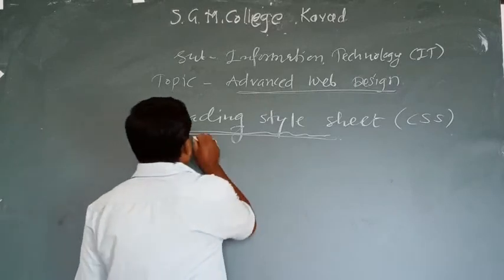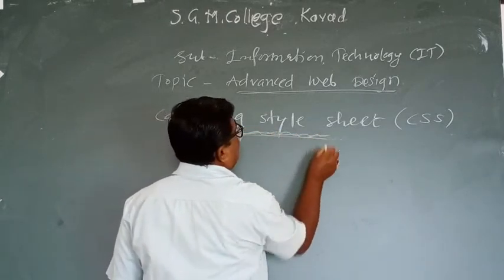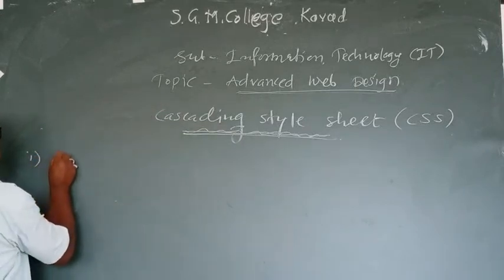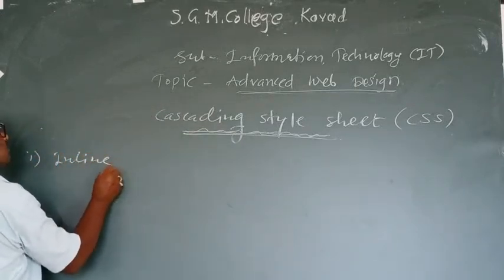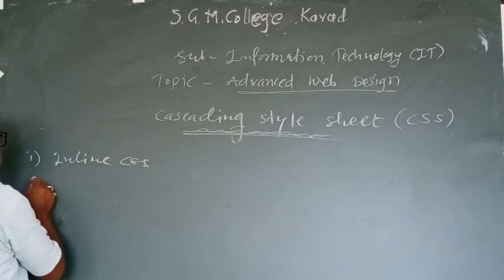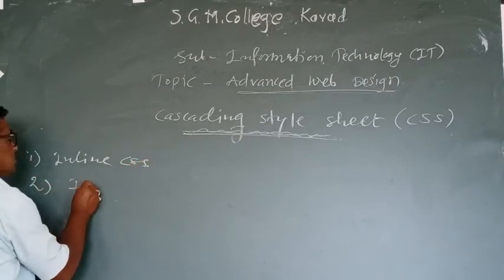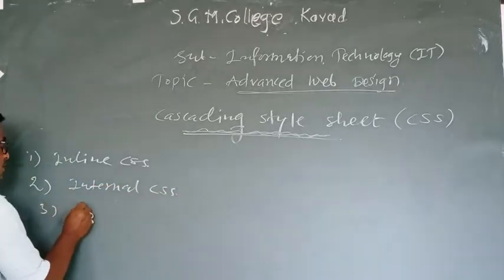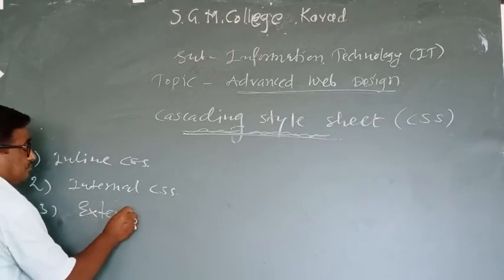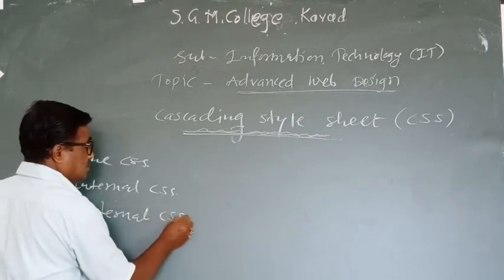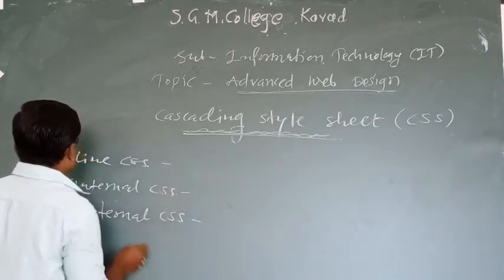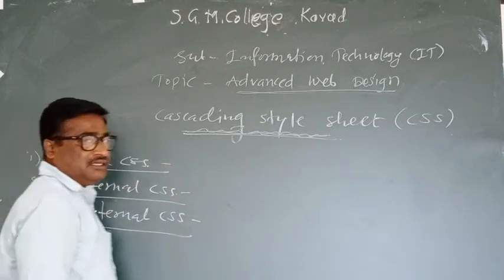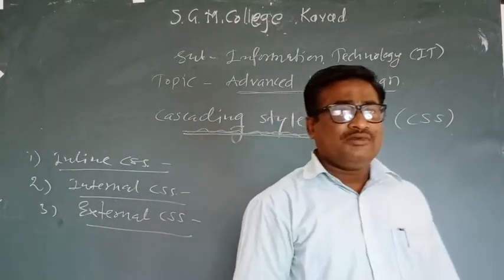Basically, for that purpose, we have to learn three methods. Those methods are: first, inline CSS; second, internal CSS; third, external CSS. Inline CSS, internal CSS, external CSS: these are the basic types of CSS.